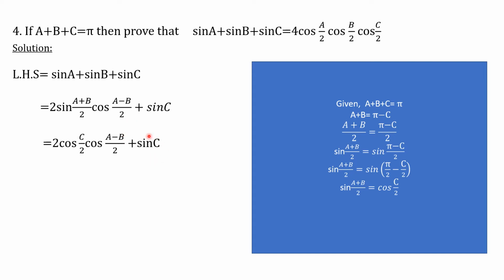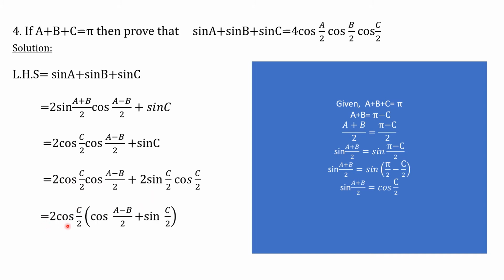Thereafter, let's use the formula for sin C. We know sin C is 2 sin C by 2 into cos C by 2. Isn't that? Thereafter, you can check, here is cos C by 2, here is also cos C by 2. Here is 2 and here is also 2. So we can take common. The common is 2 cos C by 2. And in the bracket, from here, we are left with cos A minus B over 2. And from here, we are left with sin C over 2. Isn't that a confusion? Okay.